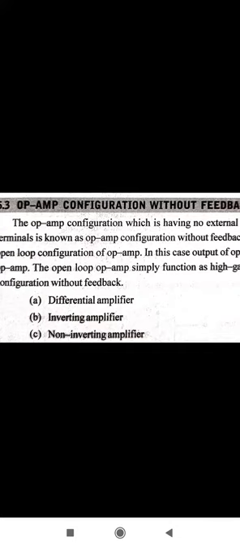We use the operational amplifier as an active device in open loop configuration or in closed loop configuration. When we use it in open loop configuration, it produces a high gain in the output. In open loop configuration without any feedback, it is used in three ways: first, a differential amplifier; second, an inverting amplifier; and third, a non-inverting amplifier.